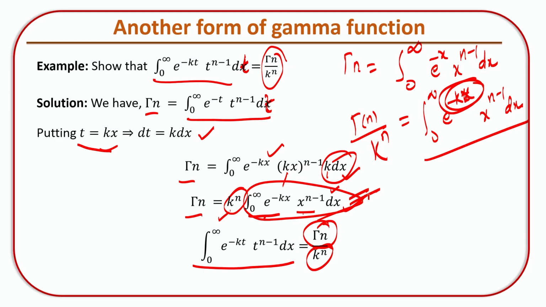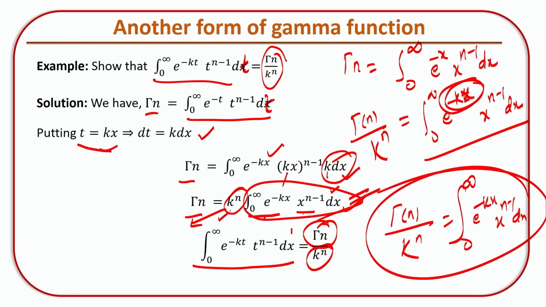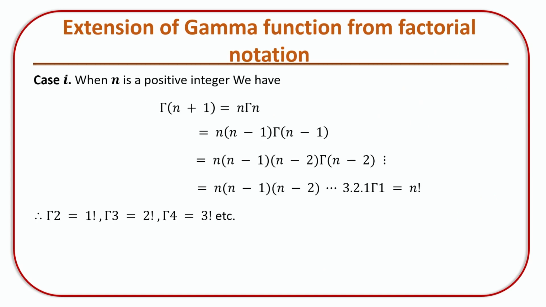You have to evaluate this one. So I have to evaluate it like this, taking it to the left hand side. So this will give me gamma n divided by k^n, and that is equal to the integral from 0 to infinity of e^(-kx) x^(n-1) dx, and that is what has been asked. So the gamma function has different forms depending on which form is going to be useful for you. Extension of a gamma function from factorial notations. Now case 1.